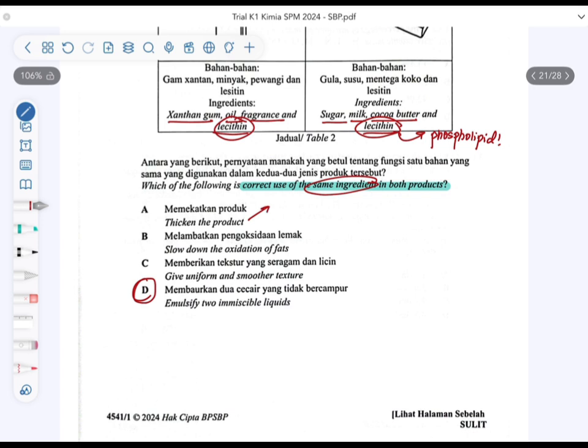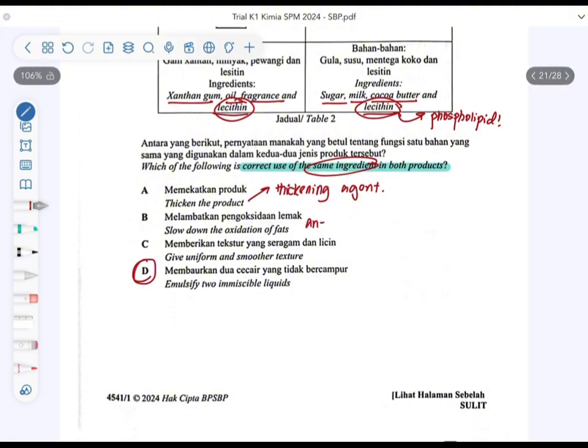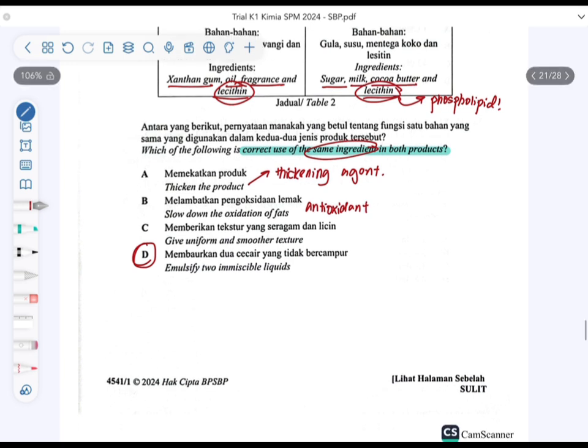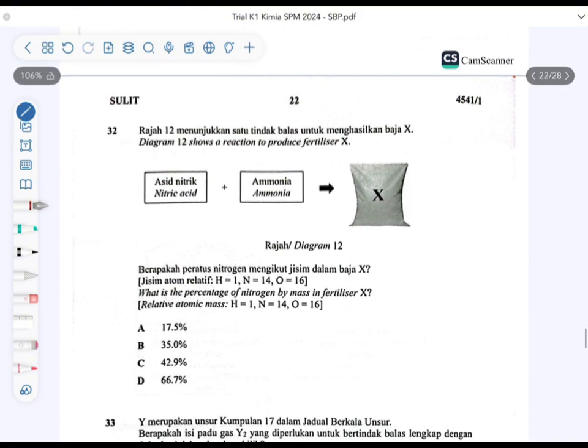Okay, for A, it is thicken the product. It means that it is a thickening agent. And for the substance that slows down the oxidation effects, we call it an antioxidant. And giving uniform and smooth texture, we call it a stabilizer.